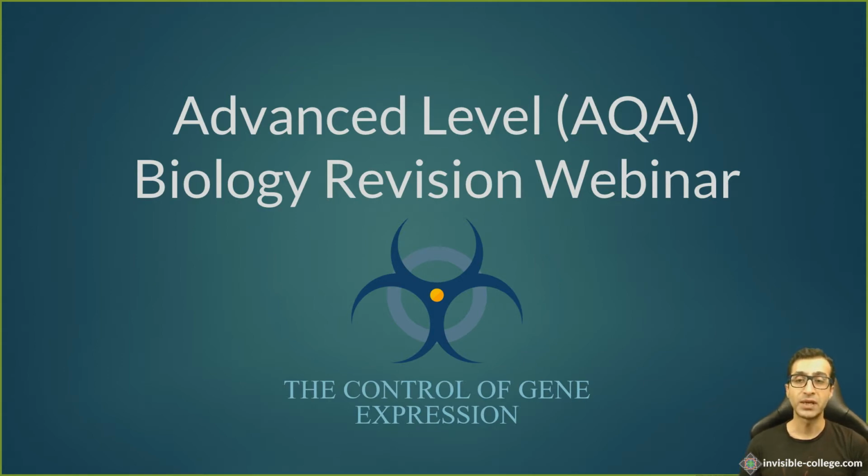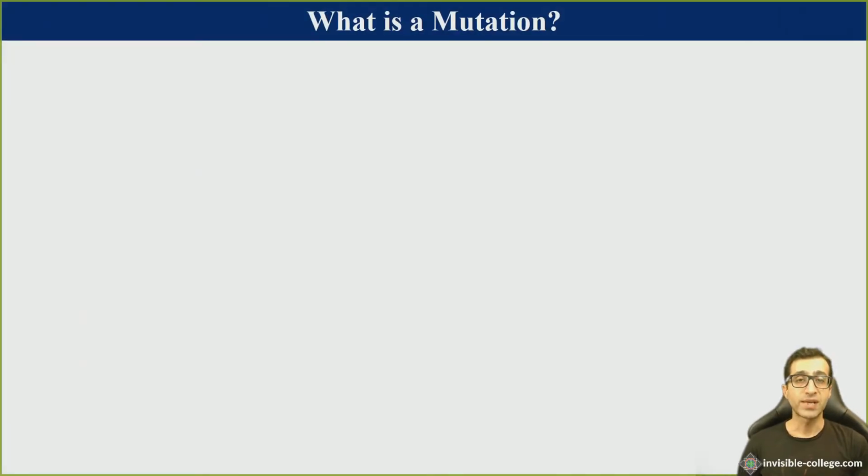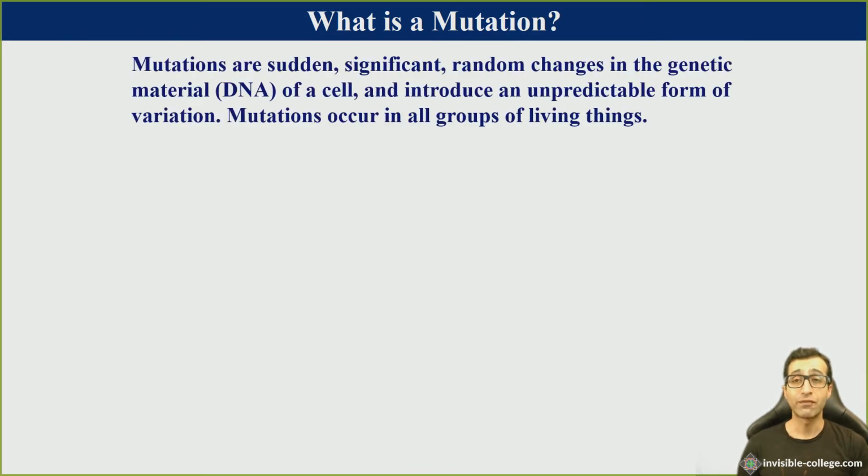Now, the first topic that we need to address in this webinar is the subject of gene and chromosomal mutations. So, what is a mutation then? Well, mutations are sudden, significant, random changes in the genetic constitution or DNA of a cell, and these introduce an unpredictable form of variation.